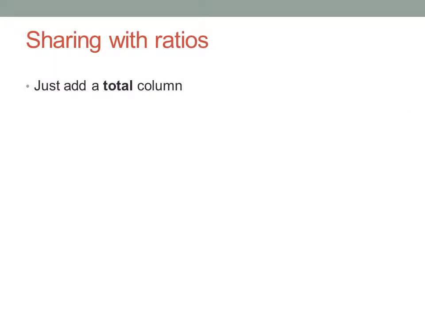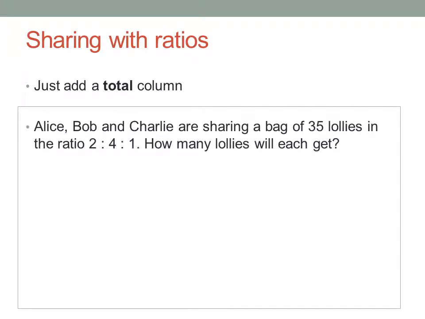I've seen and taught many different ways to solve sharing problems with ratios, but this one is by far the easiest way I know. Just add a total column at the end. For example, Alice, Bob and Charlie are sharing a bag of 35 lollies in the ratio 2 to 4 to 1. That means Alice gets 2, Bob gets 4 and Charlie gets 1. Then Alice 2 more, Bob 4 more, Charlie 1 more, and so on. If there's 35 lollies in total, how many lollies will each person get?